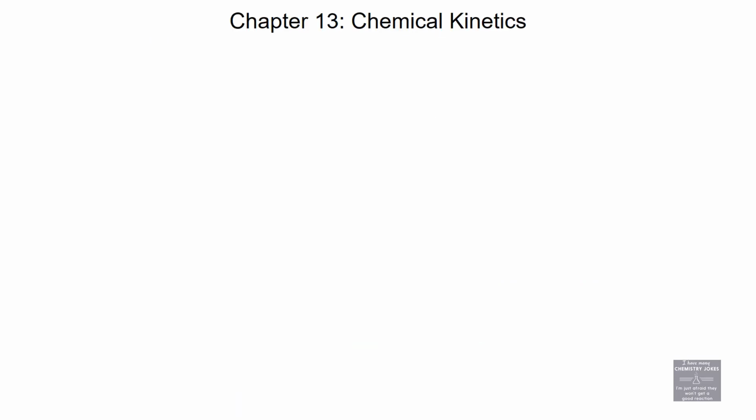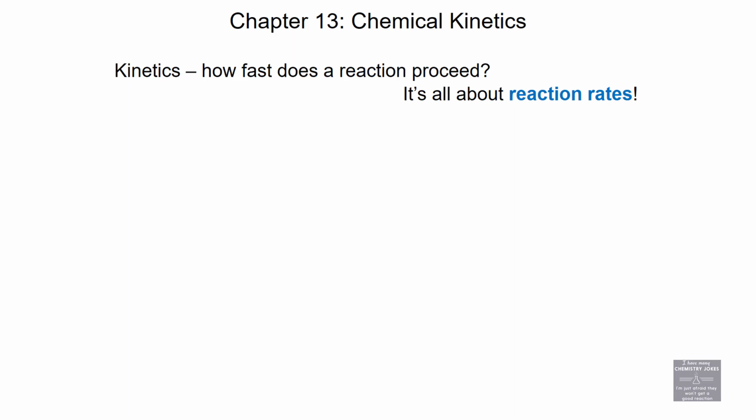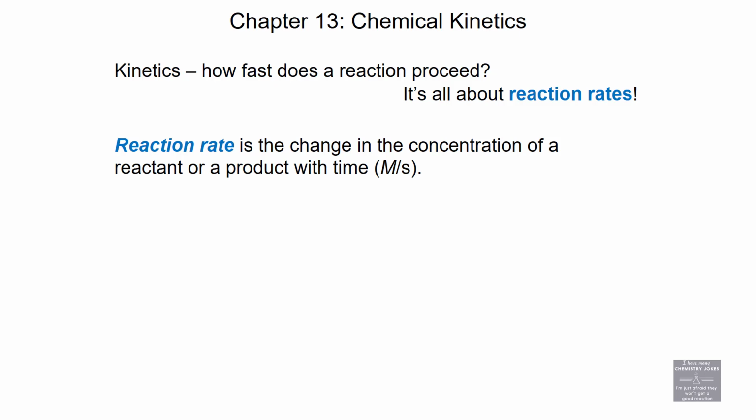The rate stuff that we will talk about is called chemical kinetics. How fast does a reaction take place? It's all about reaction rates. I feel like I just gave you a very circular definition, but there it is. A reaction rate is officially defined as the change in the concentration of a reactant or a product over time. So we said molarity will be our favorite unit of concentration this semester. So molarity per second is our most favorite unit for rate because it's concentration over time.